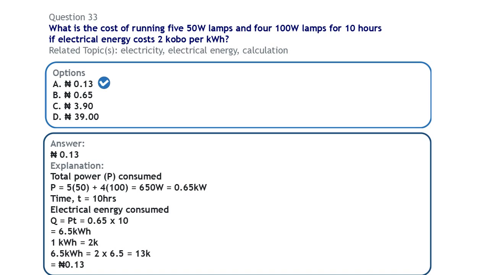However, if you look at what we have here, the amount is in naira. So how do we get 13 kobo in naira? How do you convert to naira? We know that 1 naira is 100 kobo. 100 kobo is 1 naira.